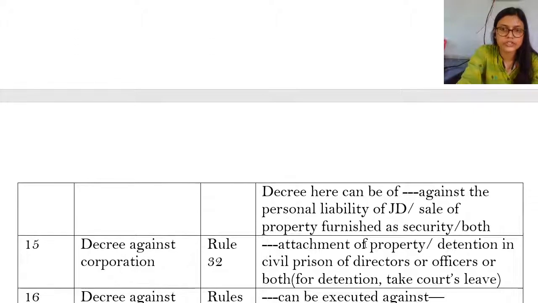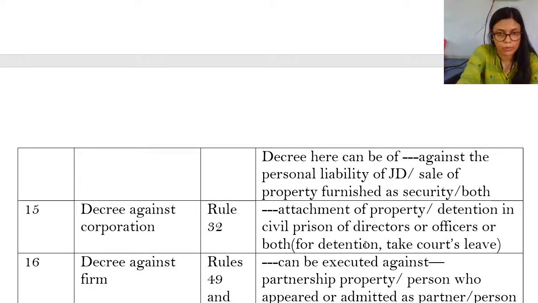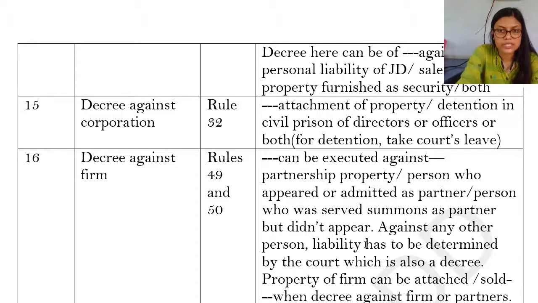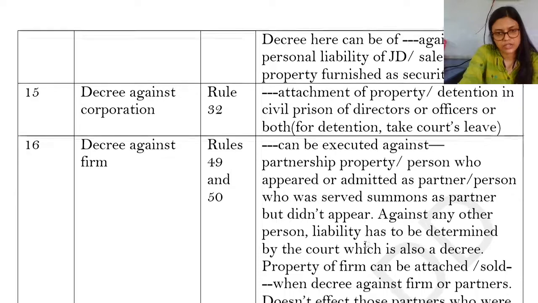Then against a corporation, you will attach property or detain in civil prison the director or the officers, or both. And against a firm, you will see how you are doing so: against the property, the person who is appearing and admitting to be a partner, who has been served a summons as such and did not appear, or any other person, you have to first show his liability as a partner. And here the property of a firm can also be attached and sold.